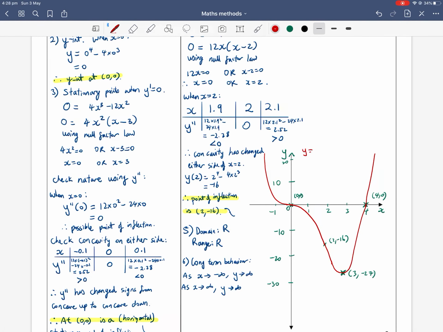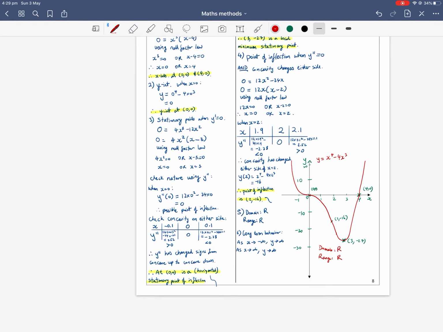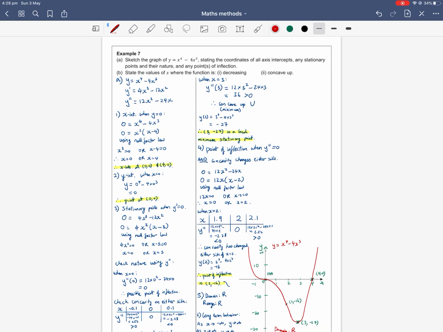Let's label our curve. So this is y equals x to the 4 minus 4x cubed. We've stated the domain and range already. So domain is all the reals. Our range is all the reals as well. That's pretty much it for part 1.